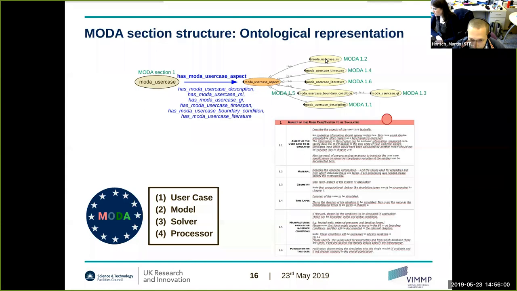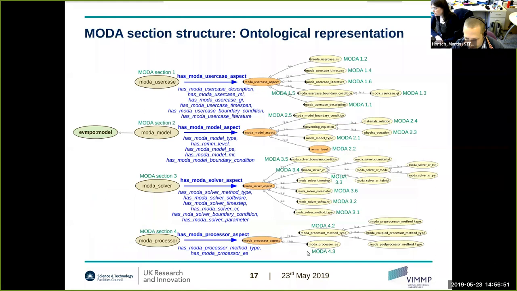And we have classes corresponding to those, and we have relations that link a user case to those aspects that it has in a particular case. So in this diagram, you see the subclass relationship, but you see also a relation that is not a subclass relationship. It is the has aspect relation, which has subrelations corresponding to those fields. So whenever somebody, for example, fills in the MODA form by hand or with a web front end developed by our colleagues from the MarketPlace project, who have a nice web front end for this, this could now be translated one-to-one into triples, statements that are compatible with an ontology. And the same goes for the other sections: user case, model, solver, and processor. They all have the aspects, and the way that we do this is consistent with MODA.